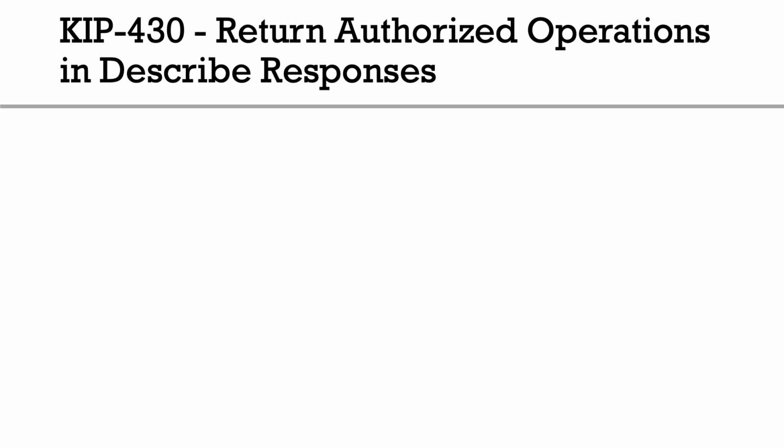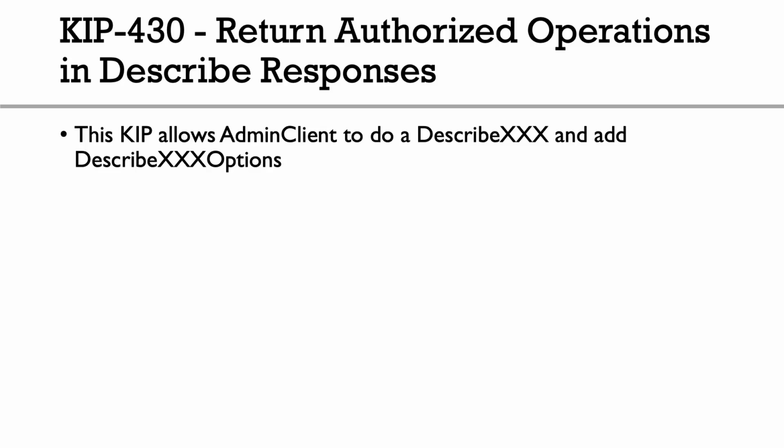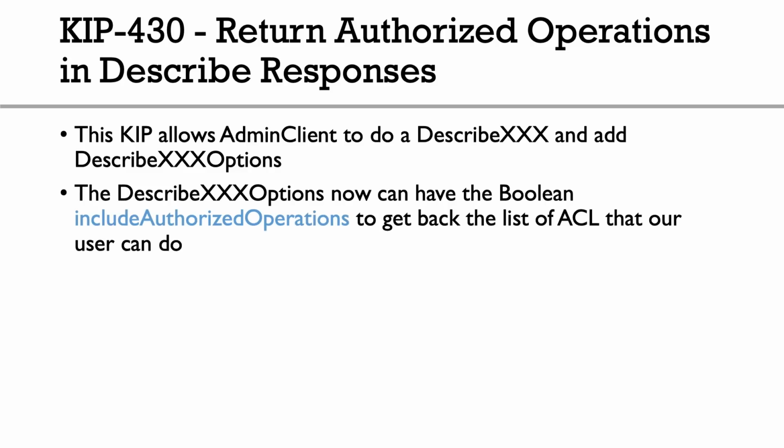Finally, what everyone loves: security. So I'll be short on it, but there's one cool new KIP. It's KIP-430, which is to return authorized operations in the describe response. What does that mean? That means that now, if your client is authorized to do a describe XXX operation, you're able to get back all the included authorized operations of the ACL that your user can do. And why is it cool?